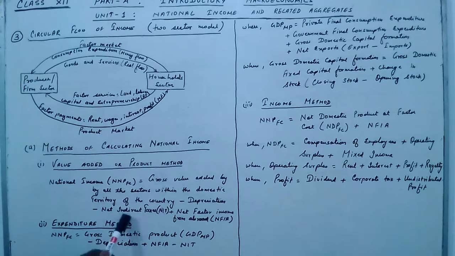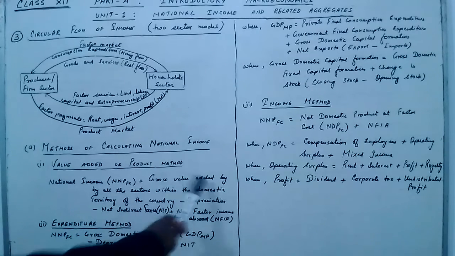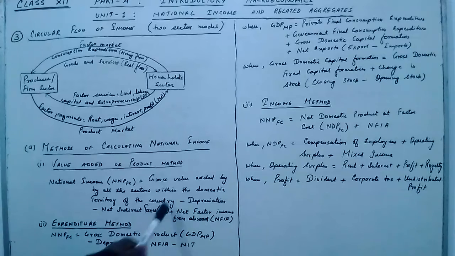Then minus net indirect taxes, that is NIT, plus net factor income from abroad, the income which we get from outside countries, because there are Indians who have opened their factories outside. Many Indians are working outside the country. They also send money to our country. That is called the net factor income. So the formula is NNP at factor cost equals gross value added by all the sectors within the domestic territory of the country minus depreciation minus net indirect taxes plus net factor income from abroad.